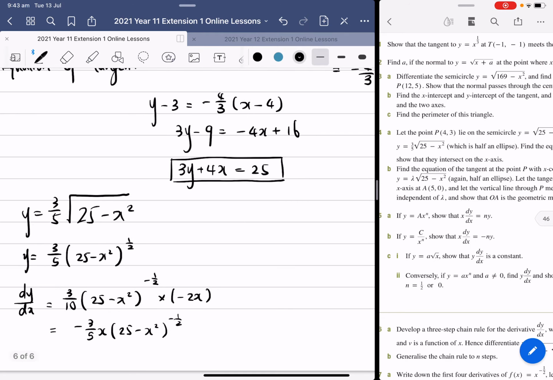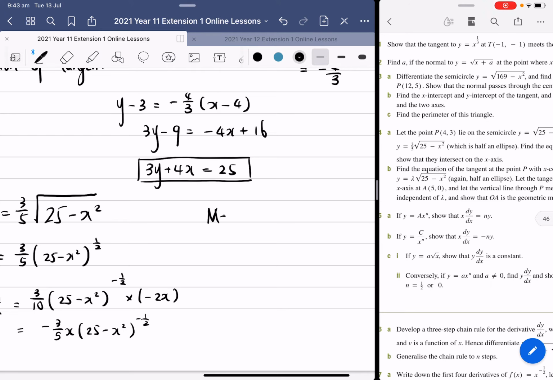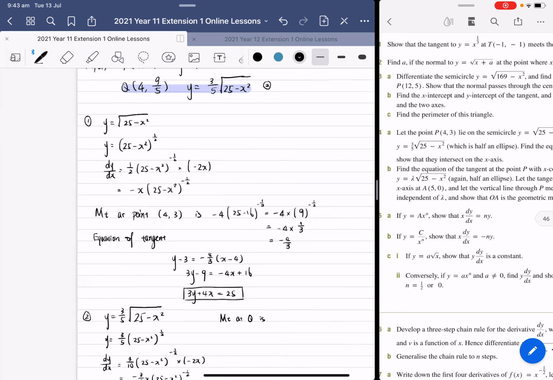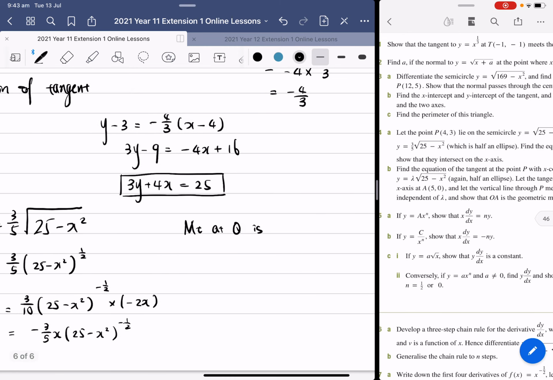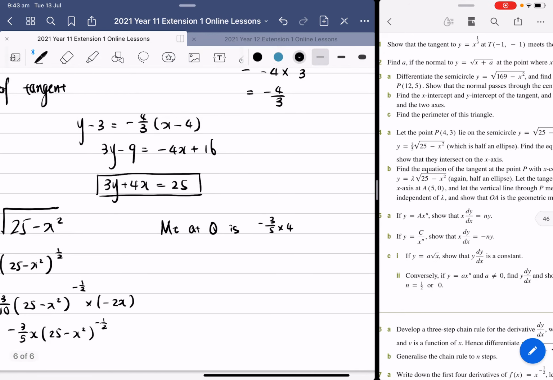Again, we need to find the gradient of the tangent. So m tangent at Q: you substitute 4 again. I really need a calculator. And then times (25 minus 16) to the power of negative half again. So that's negative 3 on 5 times 4 times 1 on 3. So that's negative 4 on 5. Not that bad. That is the gradient.